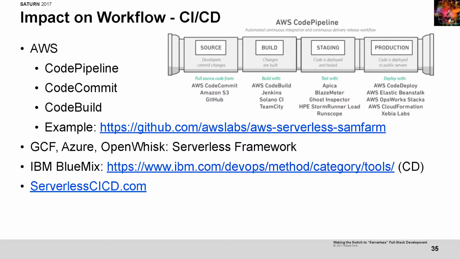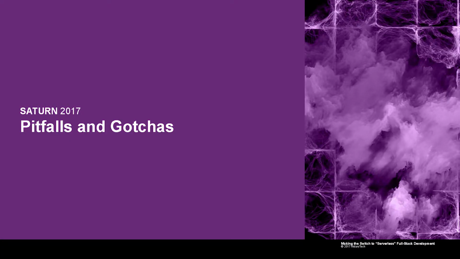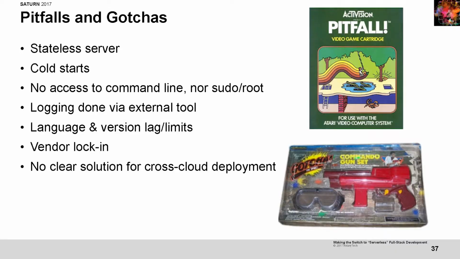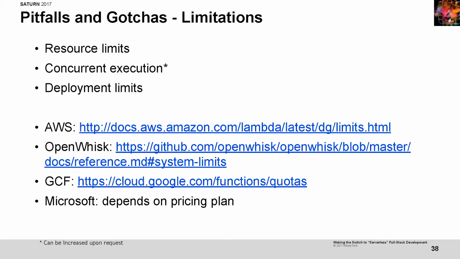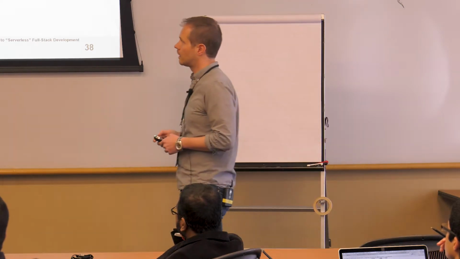Which leads into the slide we've already seen. Right now, Amazon's solution is this CodePipeline tool. All right, I think we've seen this. And then the added one here, I believe, is that there's no clear solution for cross-cloud. So specific limitations, I should point out. On the previous version of the slide, we didn't have this, but essentially the resource limits, concurrent execution, and deployment limits are the main things of concern when you're dealing in this world.